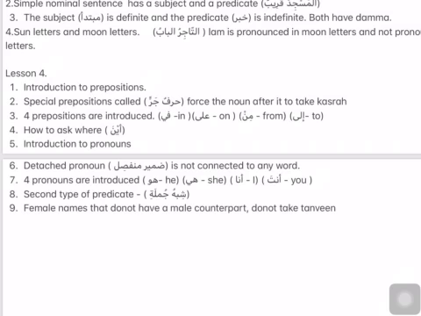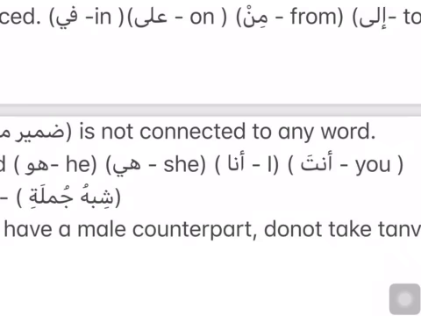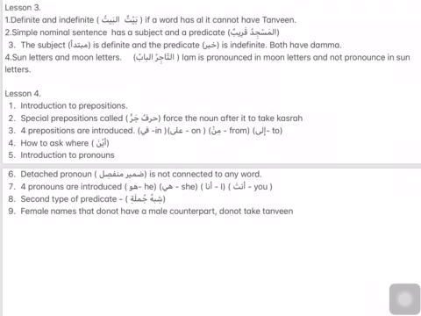Huwa, which means he, hiya, which means she, ana, which means I, and anta, which means you when you're talking to a boy. These are called dhamair munfasila, or singular damir munfasil, detached pronoun. It is not attached to any word.